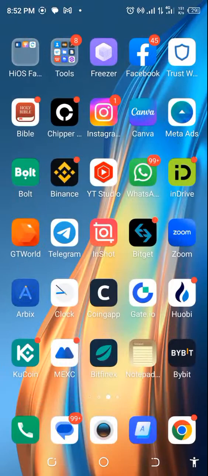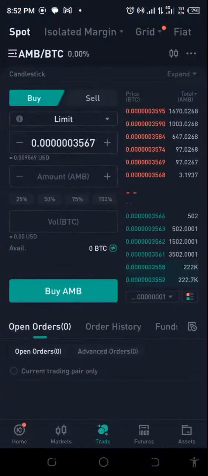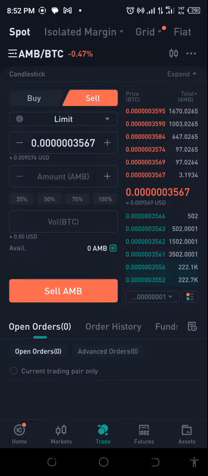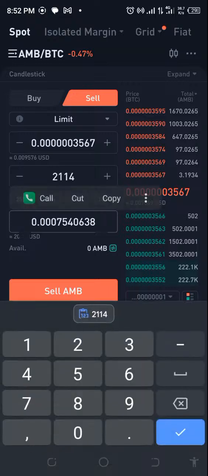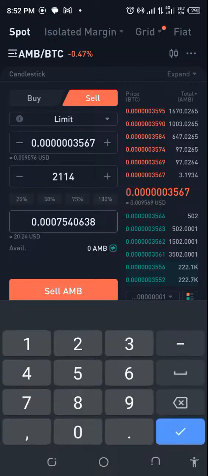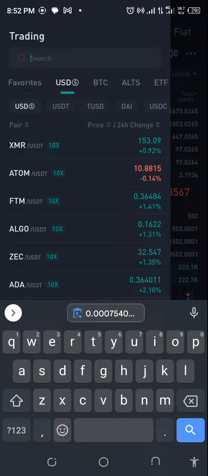Let's go over to KuCoin and see what we will get. What do we have here? It's 3567. Let's hope there's profit here. All right, so you just paste that there. Okay, so we get 0.00754. All right, let's just copy that and go and check whether we're going to make money or not.